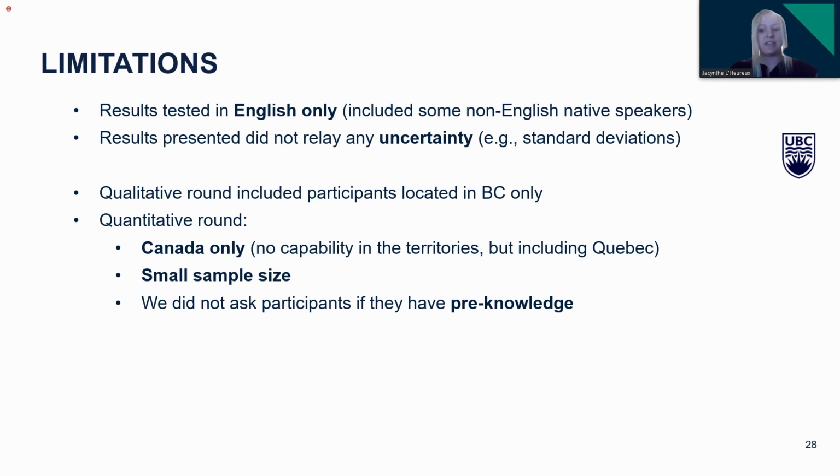In our qualitative round, all of our participants but one were located in BC. In our quantitative round, we only tested in Canada. We also had no respondents in the territories, but Quebec as a province was included. We had a relatively small sample size, and we also did not ask our participants if they had any pre-knowledge of work productivity loss results or outcomes, or if they had themselves experienced these outcomes.